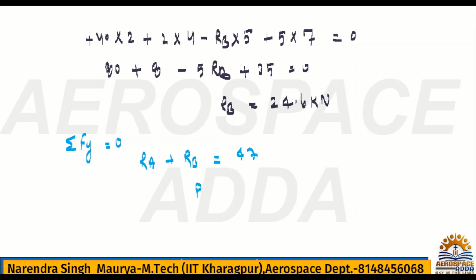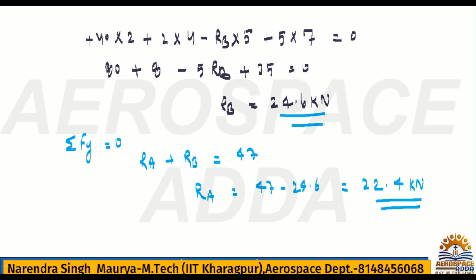So how much is RA? 47 minus 24.6. How much is it? 22.4, right. So these are the reaction forces. Once reaction forces are done, now easily we can move to the shear force diagram.